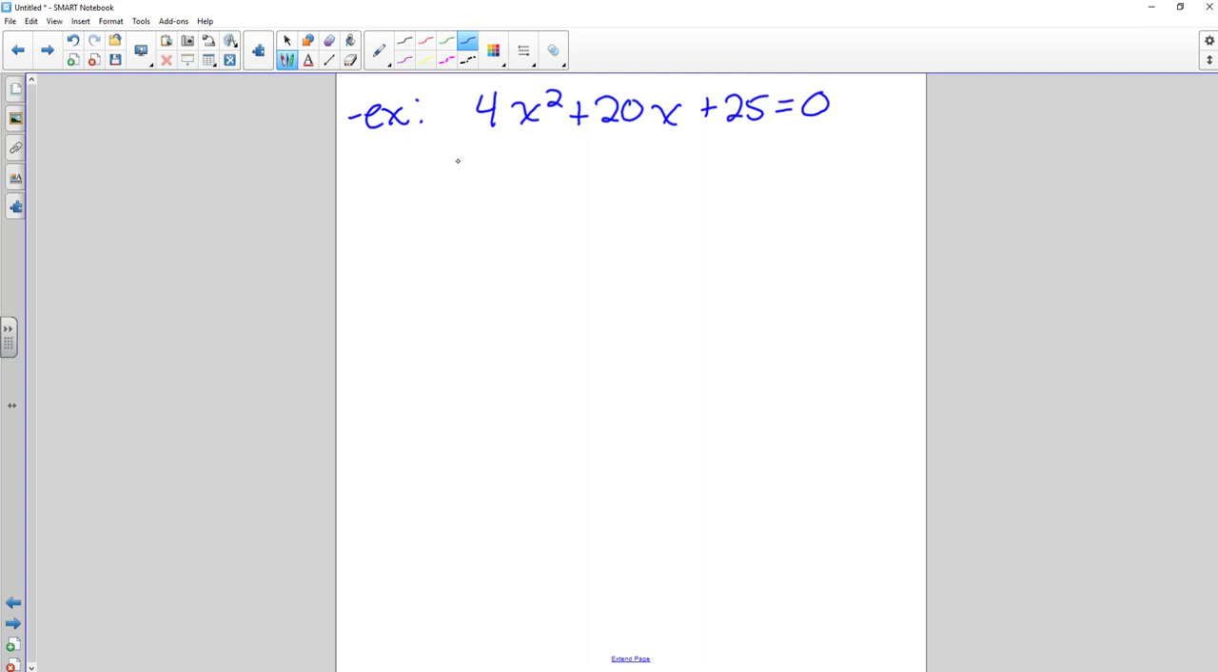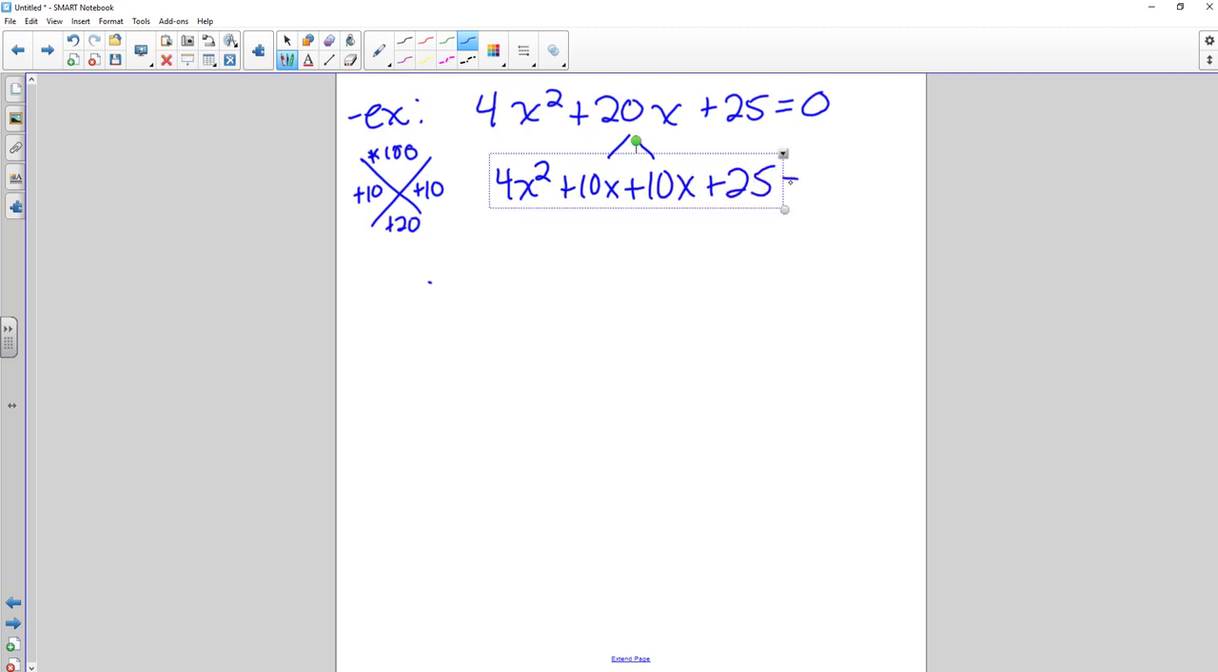I'm going to factor. So I'm looking for what multiplies to 100, and then what adds up to 20. So what multiplies to 100 and adds up to 20? This would be a positive 10 and a positive 10. 10 times 10 is 100. 10 plus 10 is 20. So bring down 4x squared. I'm going to split my 20x into 10x and 10x plus 25.